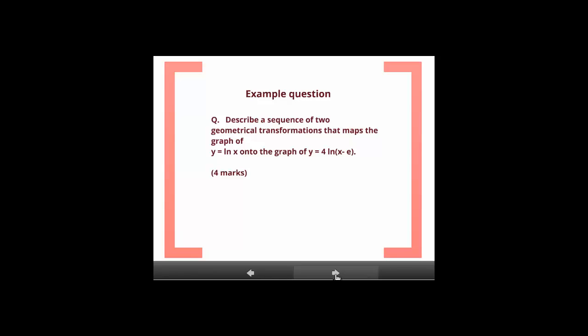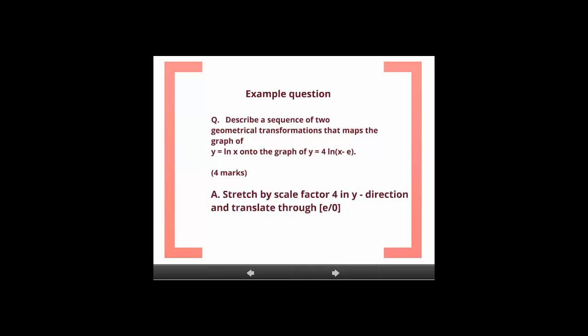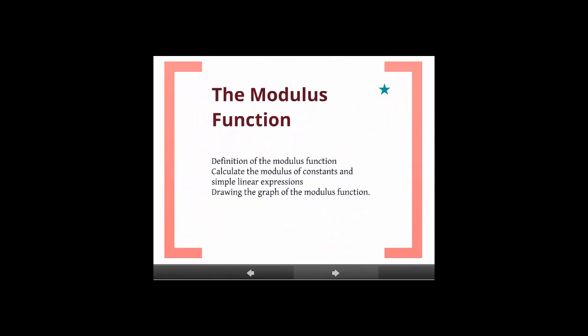Okay, hopefully you were successful. This is what you should have got. Okay, so let's move on to the modulus function. We're going to look at what the modulus function is. We're going to make some calculations involving modulus parts of equations. And we're going to have a look at graphs of the modulus function and transformations of these graphs.